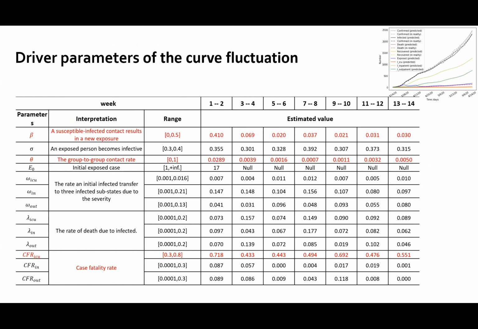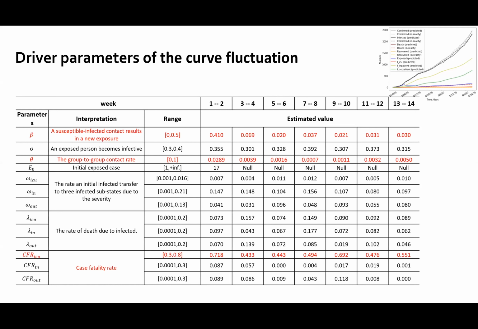Next, we are going to seek the driver parameters of the curve fluctuation. We have that well-fitted curve, so what parameters really drive these curve changes? We found that two parameters have been used as the key factors in the confirmed case. Beta is the successful infected contact resulting in a new exposure. Theta is the group-to-group contact rate. And we observe that in the beginning, it will have a large number because there's no distancing policy applied.